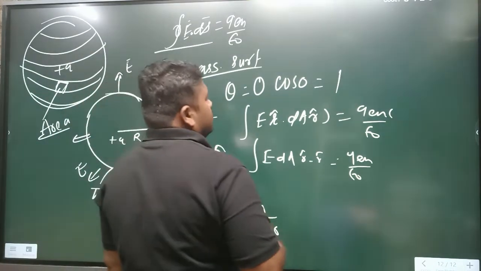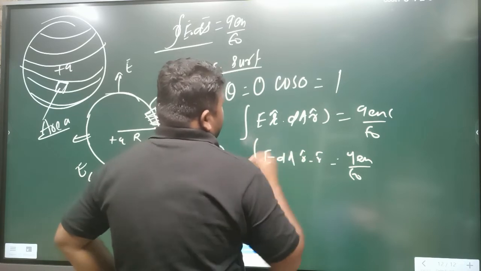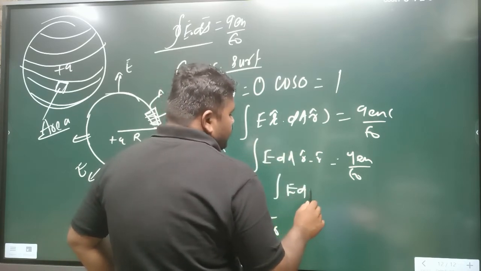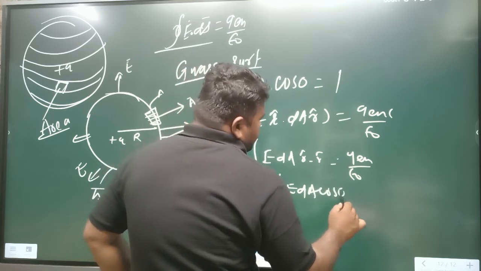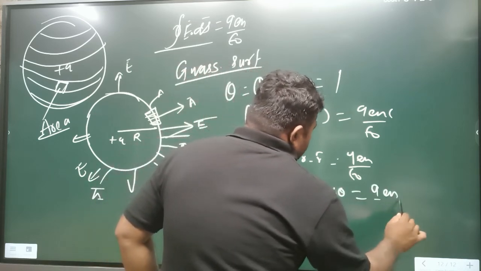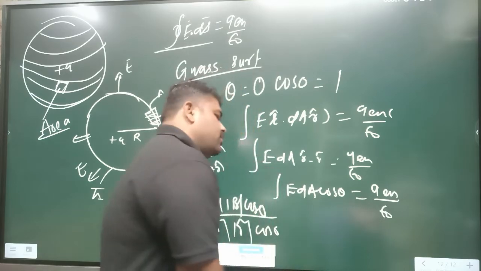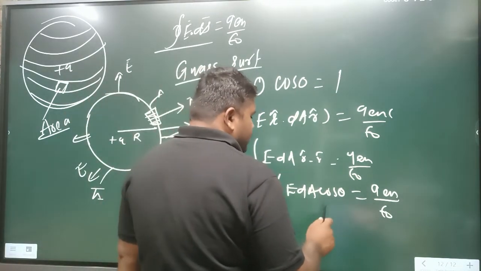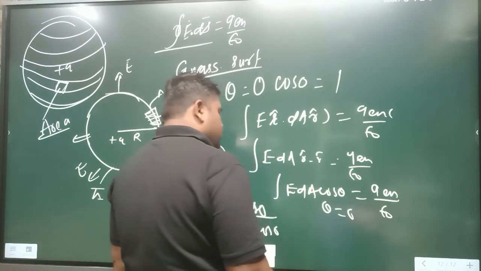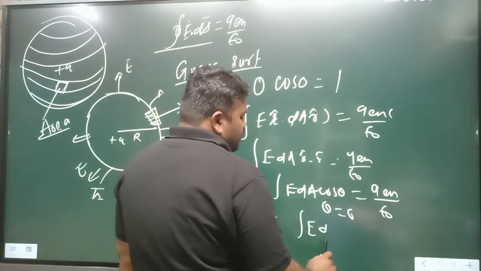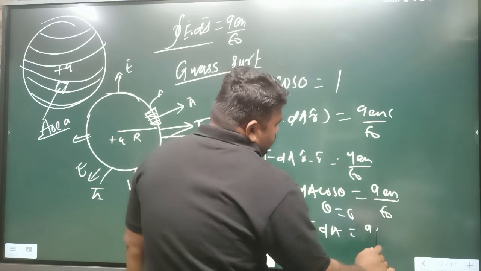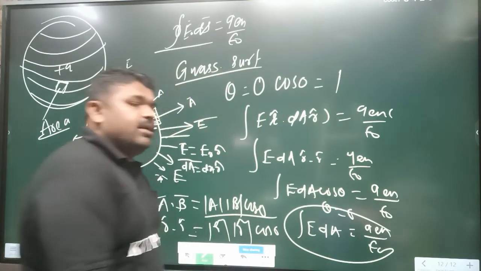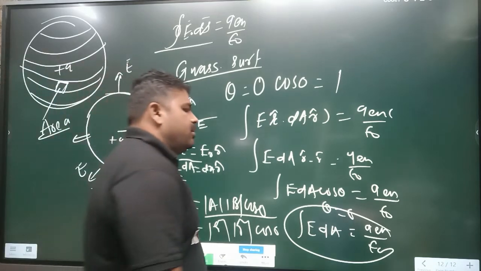Theta is equal to 0, and we can write this, or simply write E dA cos theta, which is equal to Q enclosed upon epsilon naught. At each and every point, cos theta is how much? Theta is equal to 0. So E dA is equal to Q enclosed upon epsilon naught. At each and every point on the Gaussian surface, the electric field is constant.